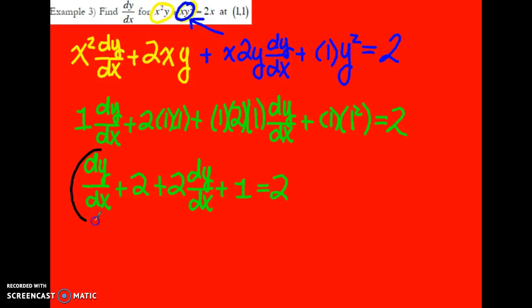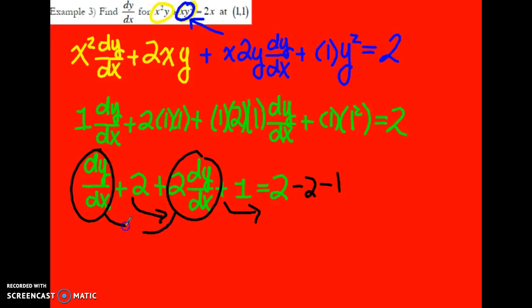Now we're going to combine all the like terms again on one side. Bring this over, bring that over. So we're going to subtract 2, subtract 1, and then these two added together gives you 3 of them. And those two together give you that right there. Finally, you can just divide by 3 to both sides. And that's your answer.